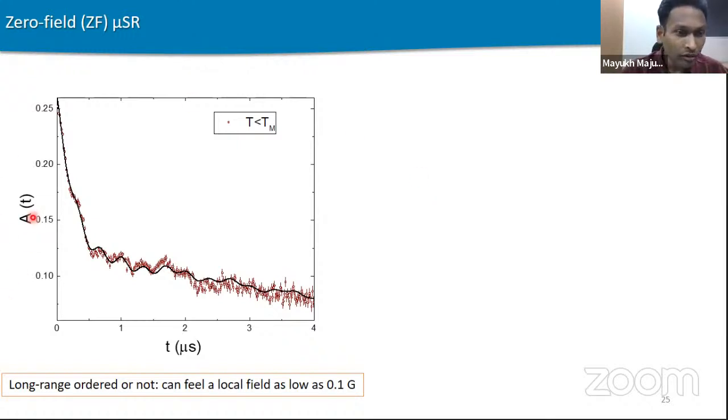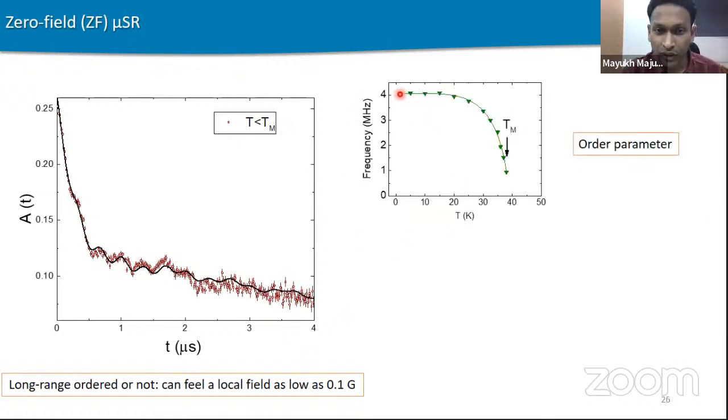Now if you plot the muon depolarization function as a function of time, you can see this kind of oscillation in the long-range magnetically ordered state. This oscillation is nothing but the precession of the muon spins. If you take the Fourier transformation of it, you will get the local field that the muon is experiencing because of the local moments arranged around it. Now if you plot this frequency or field as a function of temperature, you can get an idea about the nature of the order parameter in the long-range magnetically ordered state.